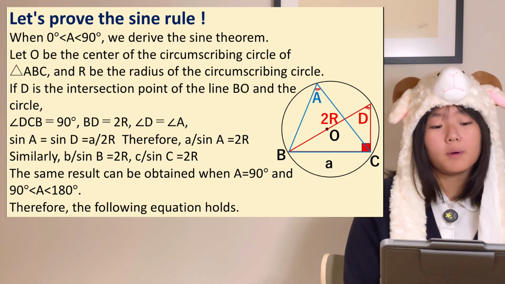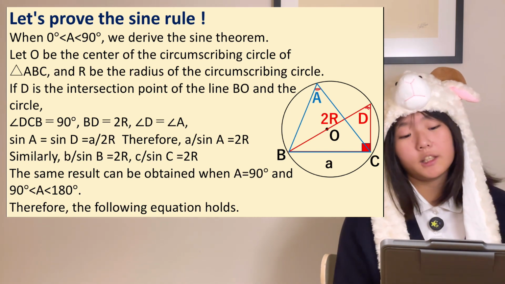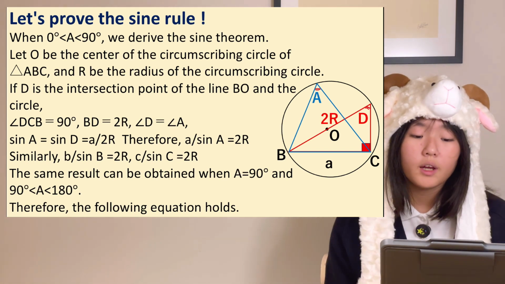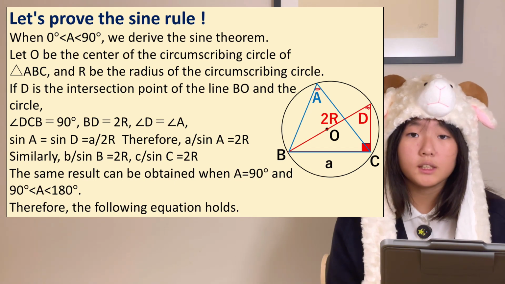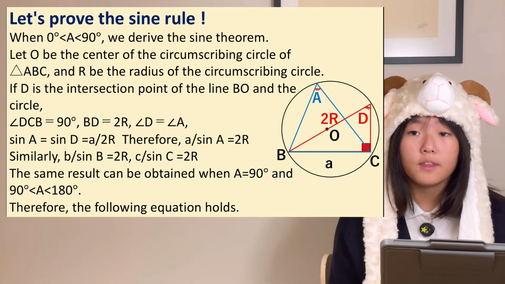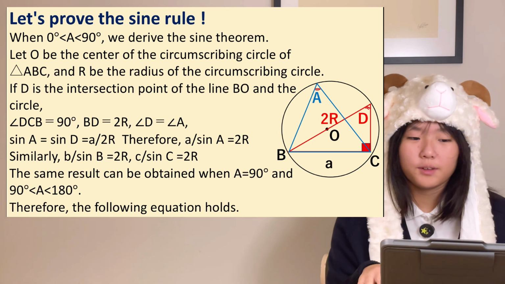If you want to learn more about why DCB equals 90 degrees, BD equals 2R, and the angle D is equal to angle A, then check out my circle theorem video.